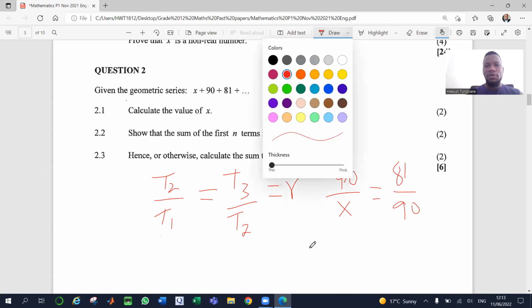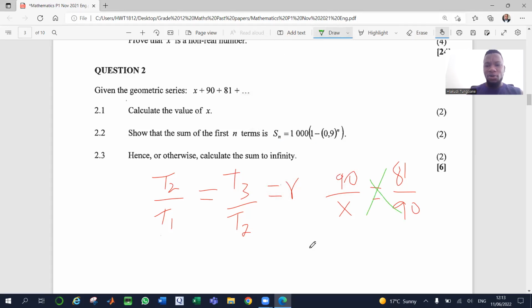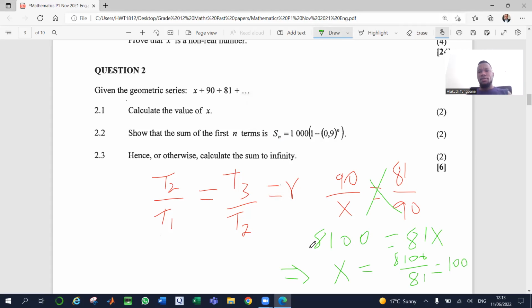From here we just need to cross multiply. If we cross multiply, we're going to get 8100 equals 81x. So this implies that x equals 8100 divided by 81, which equals 100. So there we go, we already have the answer for the first question, right? x equals 100. Simple as that, right?